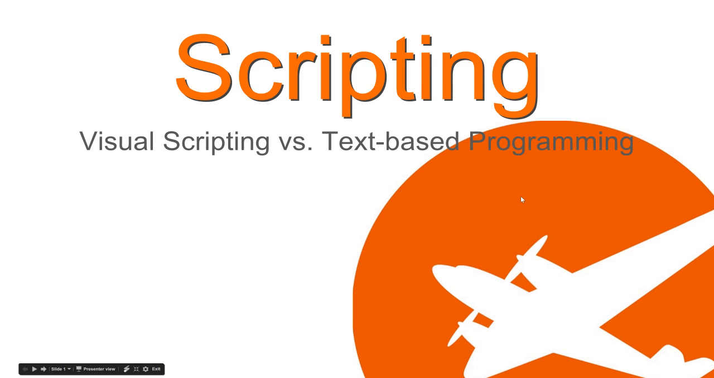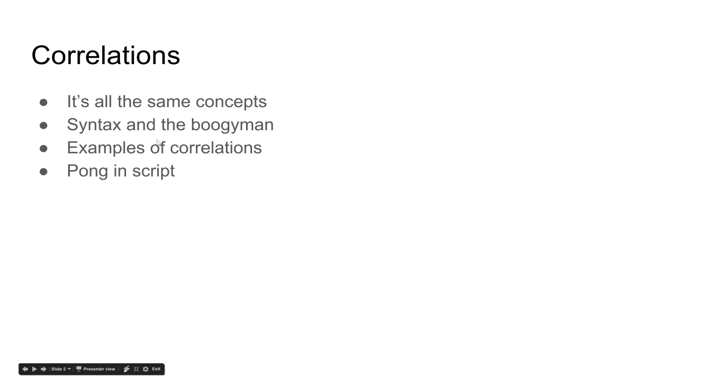In this video, we're going to go over scripting a little bit more in depth, and specifically the differences between visual scripting and inspector scripting, like generic behavior, and text-based programming or scripting. So what I'm going to be looking at mostly is a lot of the correlations between them.